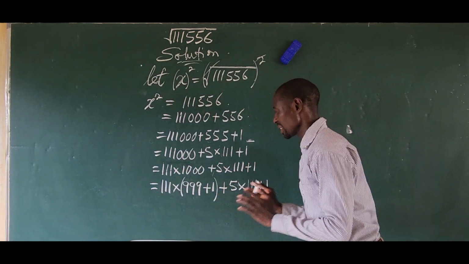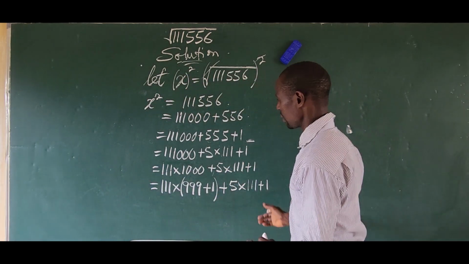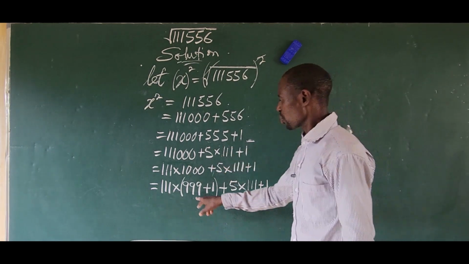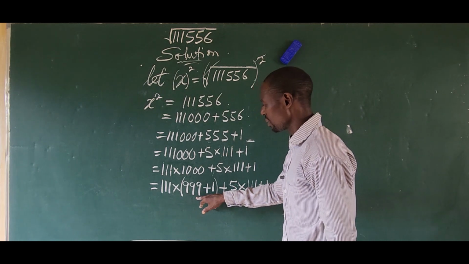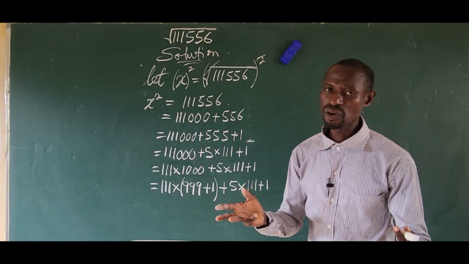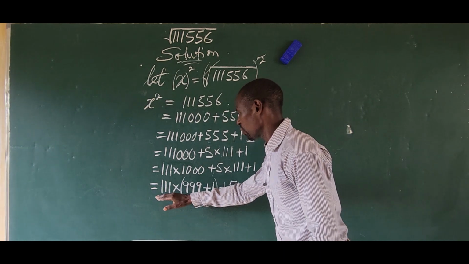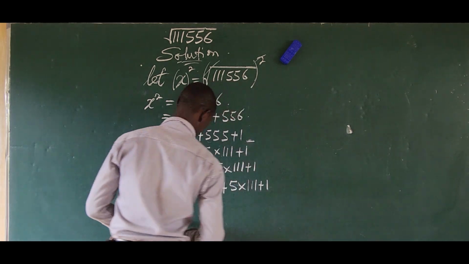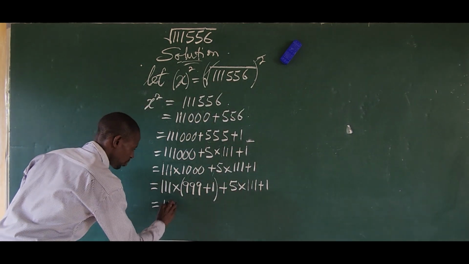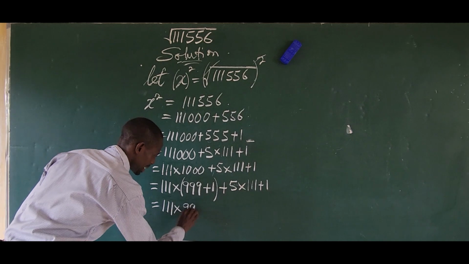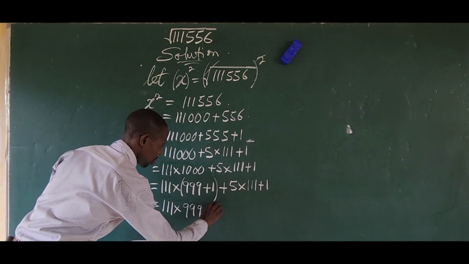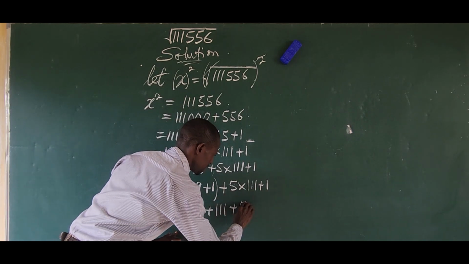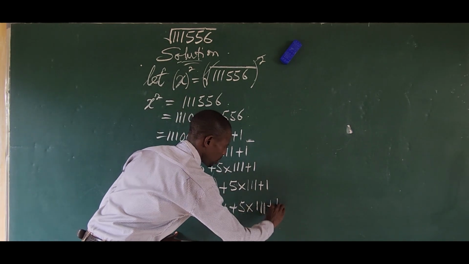Wow. Now listen good. I said something earlier on. When we brought out 111 from it, 5 times this, we can equally bring out 111 from this expression here. But before we go into that, let's use this 1 to multiply this expression we have in this bracket here. If we do that, this is going to give us 1 times 999 plus 1 this time, right? Then plus our 5 times 1 plus 1.